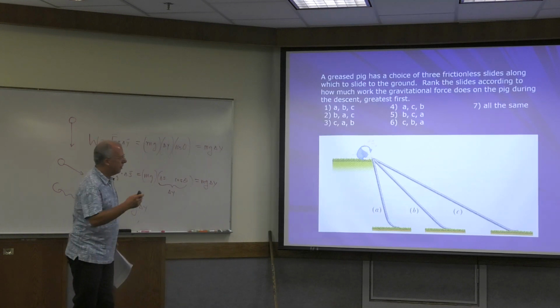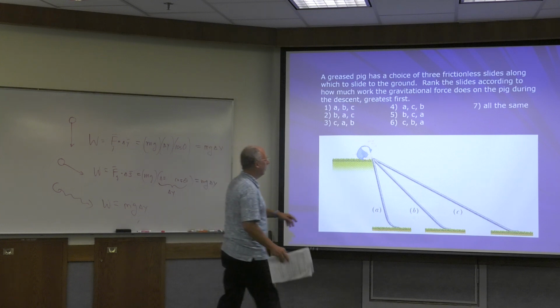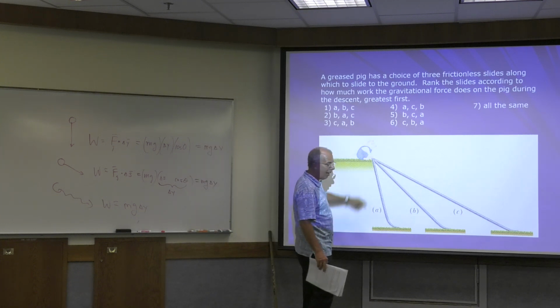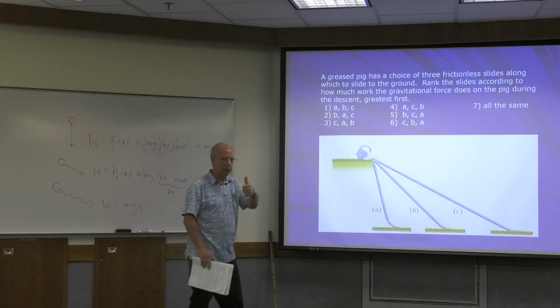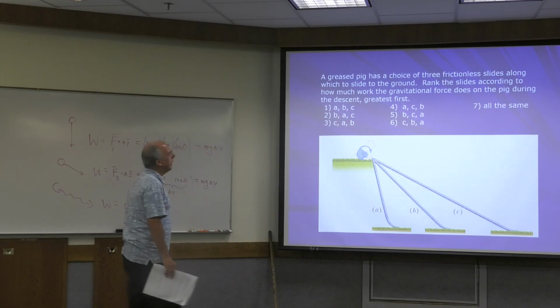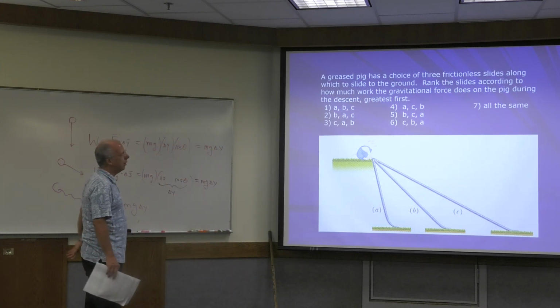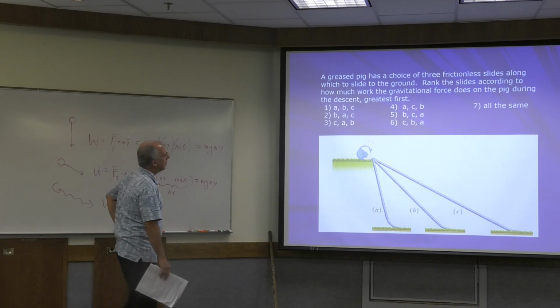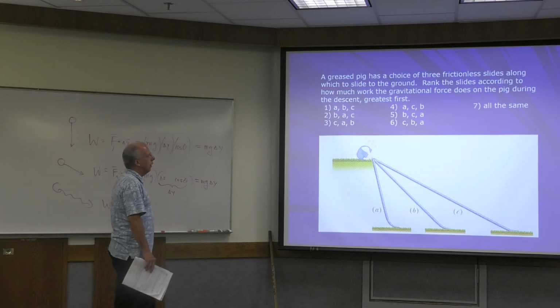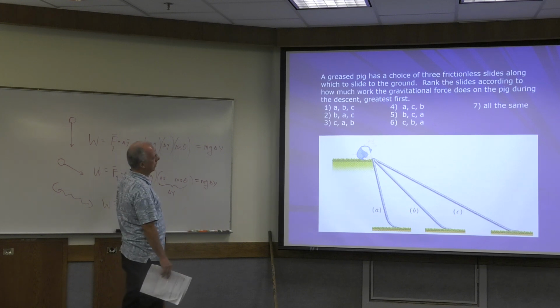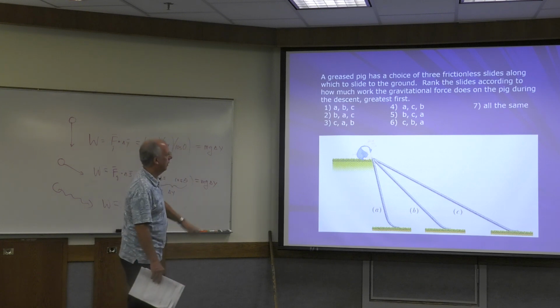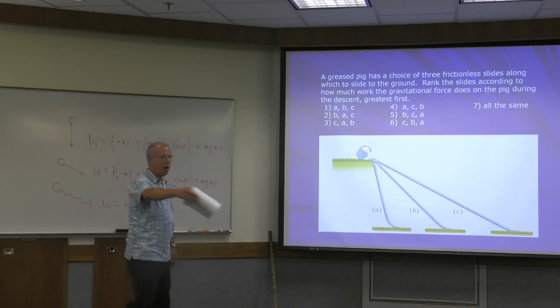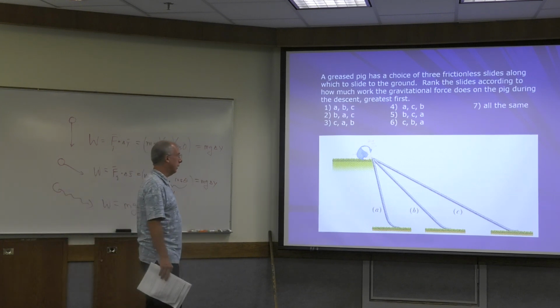All right, so here's a silly question for you. This is a pig. I don't know if you can see it. It's a greased pig. What does that mean? No friction. A greased pig has a choice of three frictionless slides along which to slide to the ground. Rank the slides according to how much work the gravitational force does on the pig during the descent, greatest to least. So pause your video and figure that out, please.